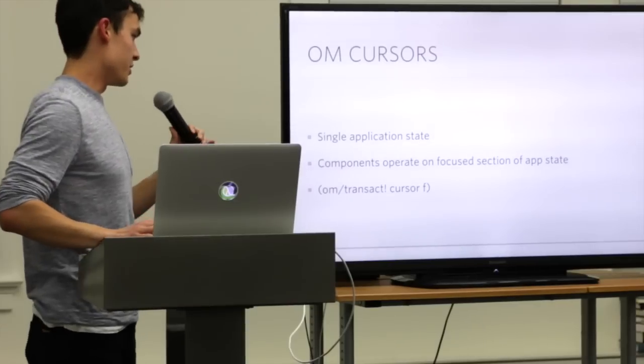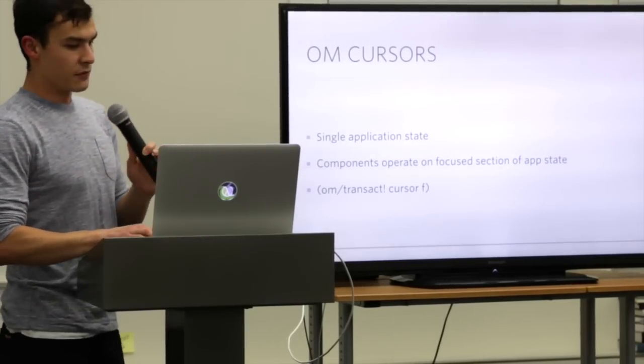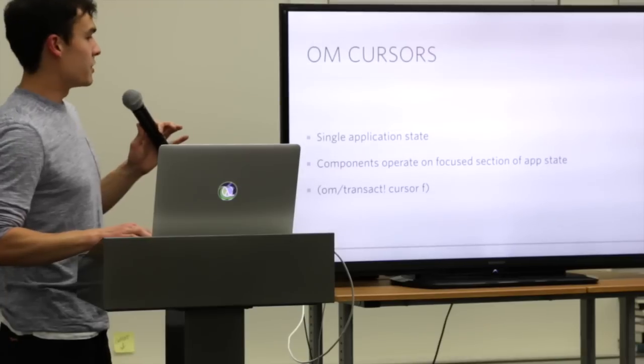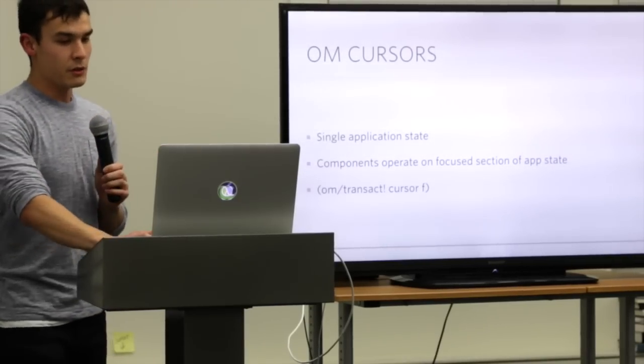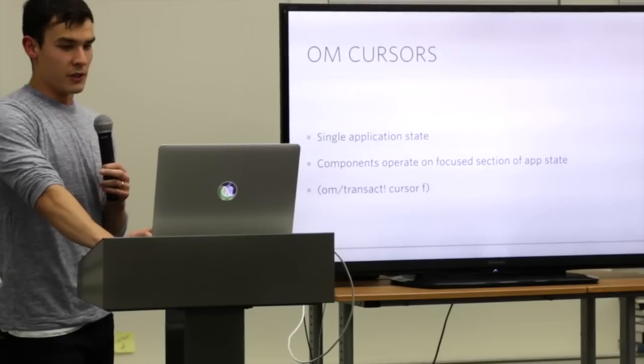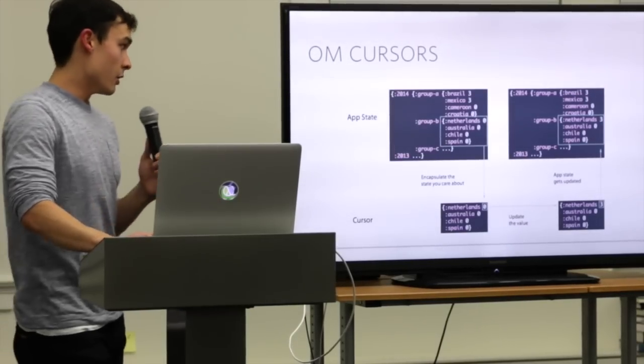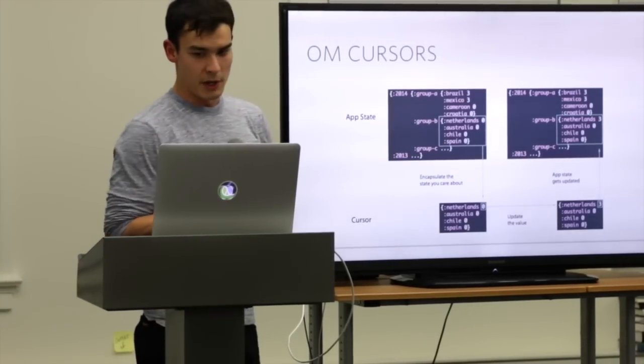And so we have an example here. It's just om transact cursor f, and this is the form that it has. And f is just some pure function. So you can write your business logic in terms of pure functions, which helps keep everything easy to reason about.